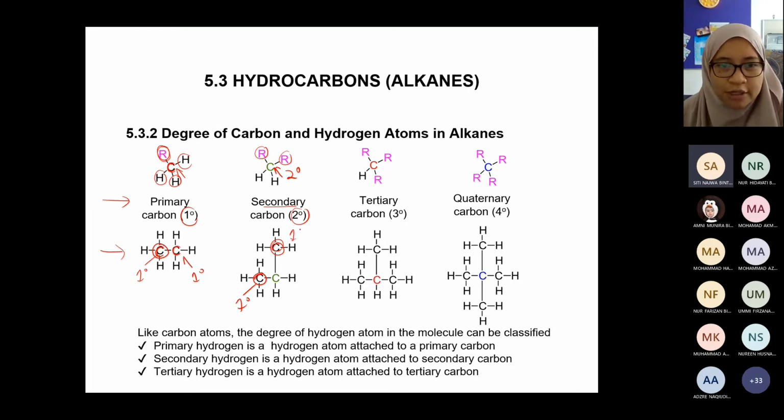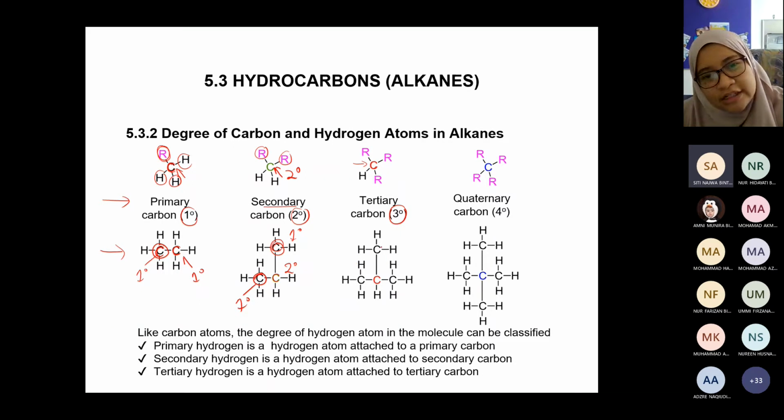So this is primary. How about the green carbon? This green carbon is attached to two other carbons. So this is a secondary carbon, guys. And tertiary: this targeted carbon is attached to three different carbons and also one hydrogen only. Therefore, it is tertiary.